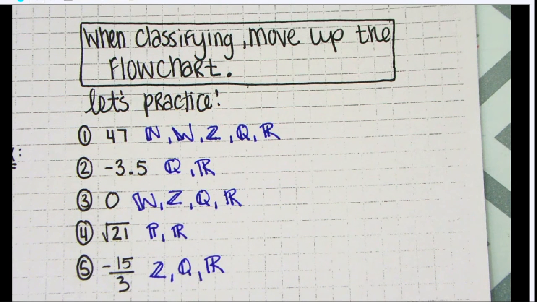No, any order is fine. So you can put Z first and go from there. I just always start at the most specific and go backwards. So number 1 is basically everything. Number 1 is natural, whole, integer, rational, and real. 2 is rational and real. 3 is whole, integer, rational, real. 4 is irrational and real. And then 5 is integer, rational, real.